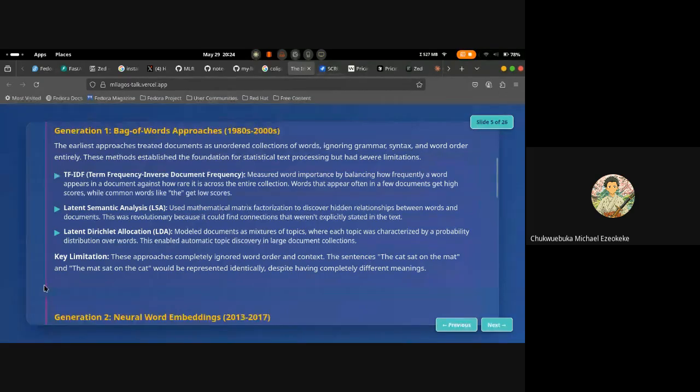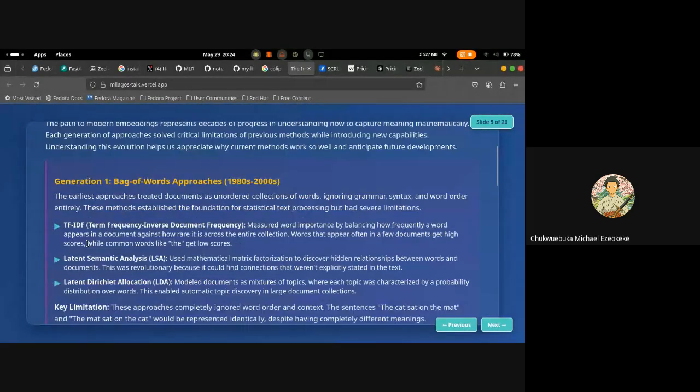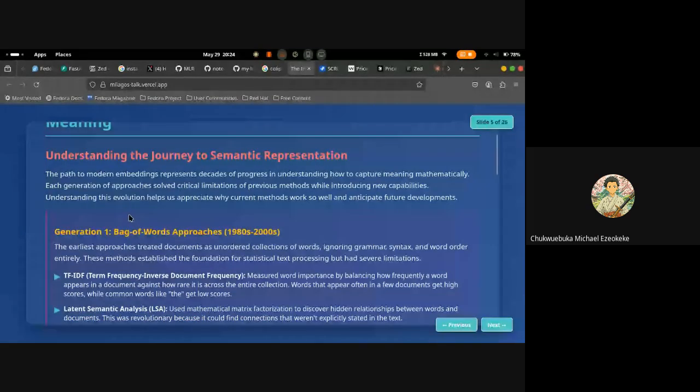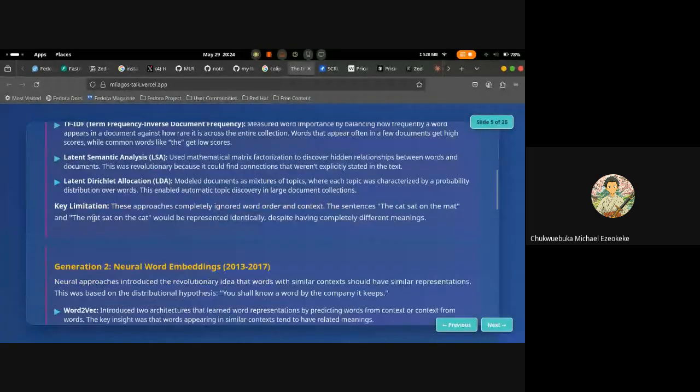Moving on. The main limitation of this first generation of text embeddings was that most times they ignored word order and context. So let's say the sentences 'the cat sat on the mouse' and 'the mouse sat on the cat' would be represented identically, despite the fact that we know 'the cat sat on the mouse' has a different meaning from 'the mouse sat on the cat'. So that is the first generation of text embeddings.